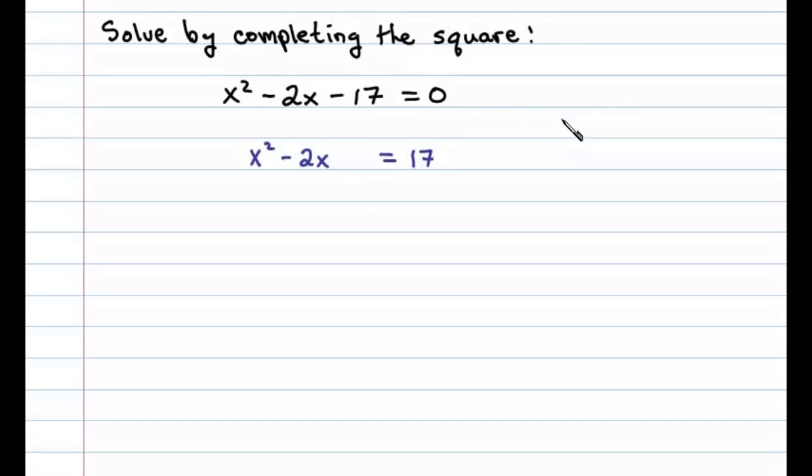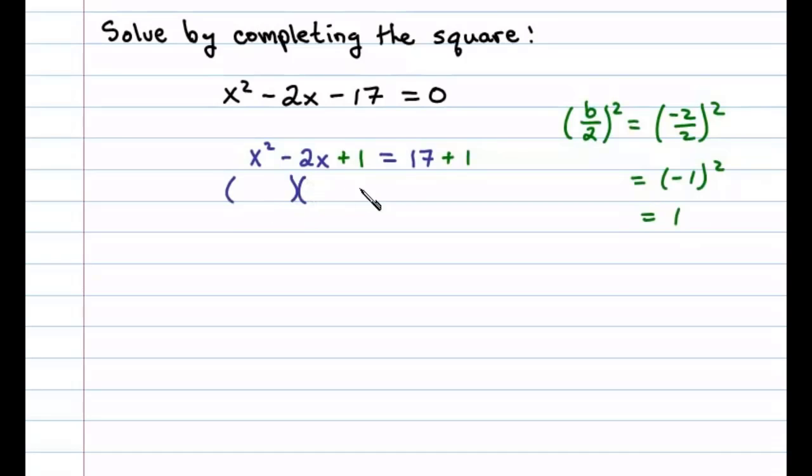To calculate that value, we need to look at (b over 2) squared. And since the leading coefficient here is 1, b is negative 2, and we have (negative 2 divided by 2) squared equals negative 1 squared, or positive 1. So 1 is going to be the value here that we're going to add to both sides of the equation. And that should leave us with a perfect square trinomial here on the left side.